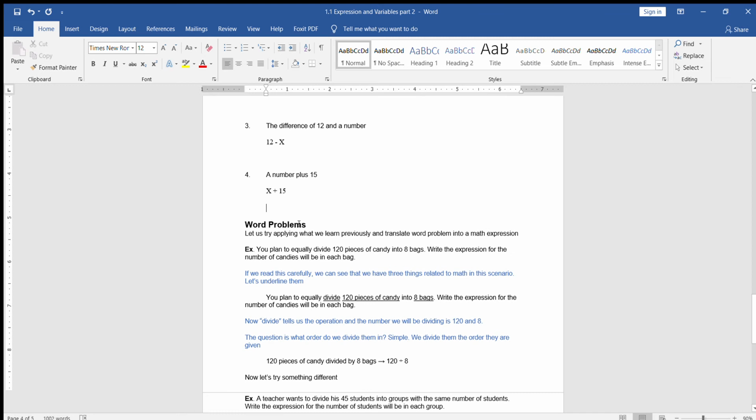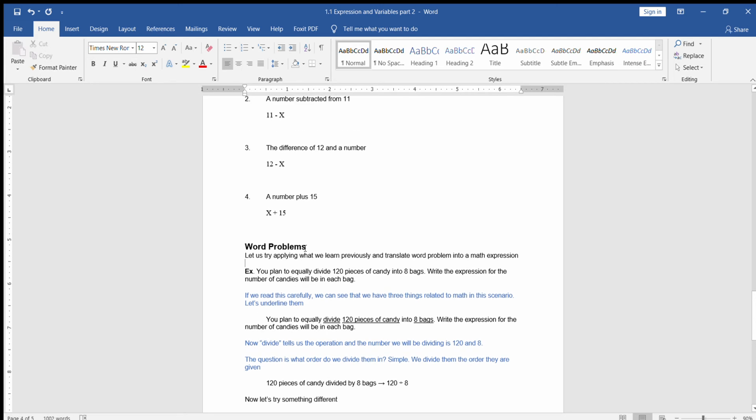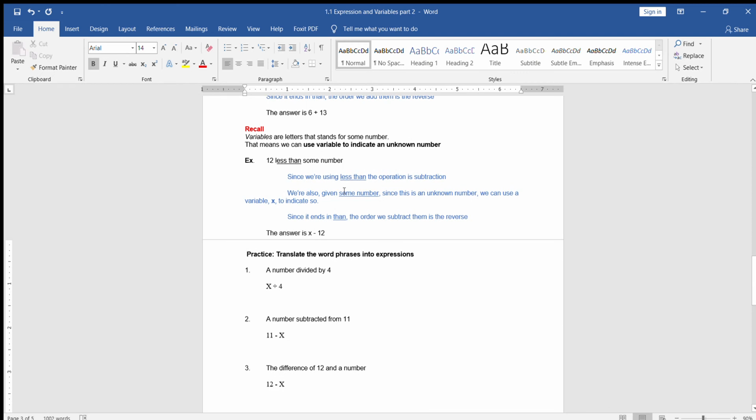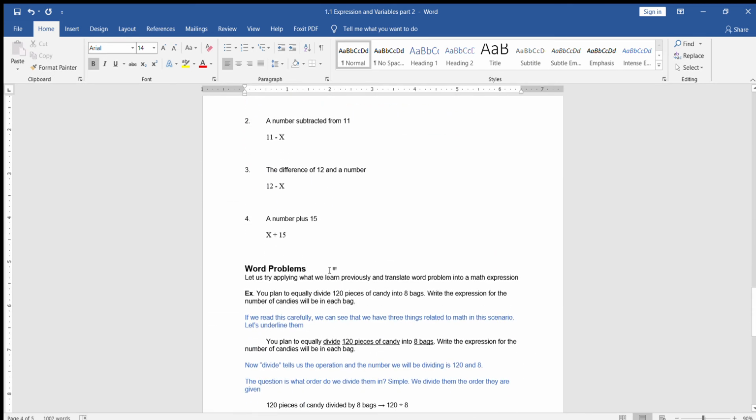Now let's move on. Let's talk about word problems. What we do here is basically the same thing we did on translating, but we're just going to apply that one step further. We're going to evolve that so that we can solve more problems.